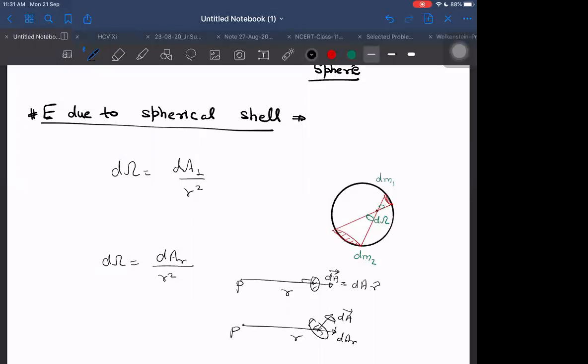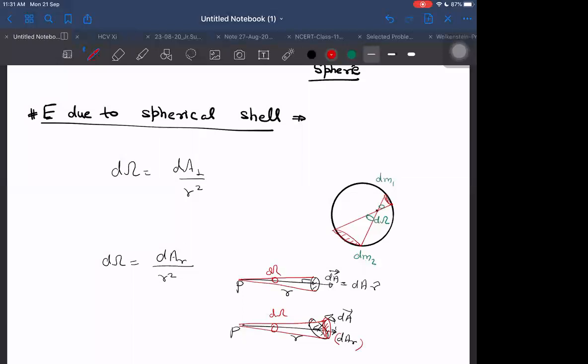Means this area, when joined with point P, first of all place the area perpendicular to r. If it is not perpendicular to r, then take the component of this area which becomes perpendicular to r. First take that component, and after taking that, let us call it dAr.